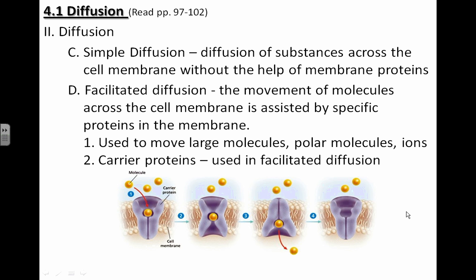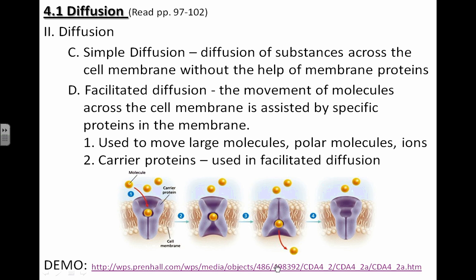The model of how carrier proteins work is depicted in the diagram below. In the first step of this model, a molecule will bind to the specific carrier protein. This forces the carrier protein to change shape, which eventually leads to that molecule being released inside the cell. Once the molecule is released, the carrier protein returns to its original shape and is ready to bind to another specific molecule. Take a look at this demonstration on facilitated diffusion.